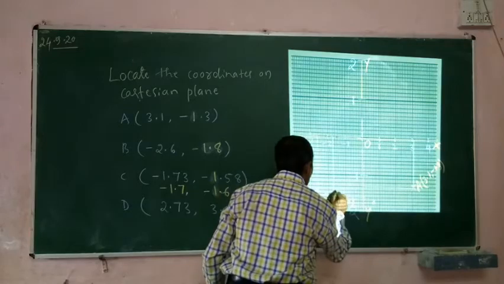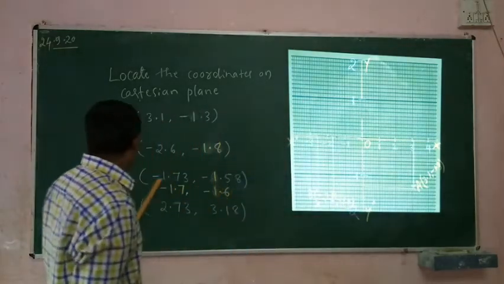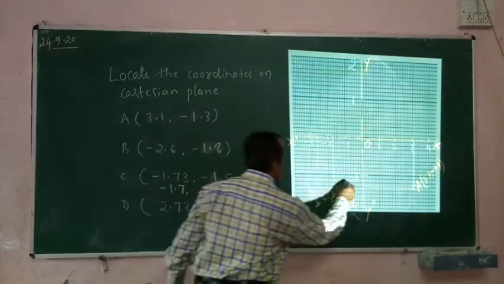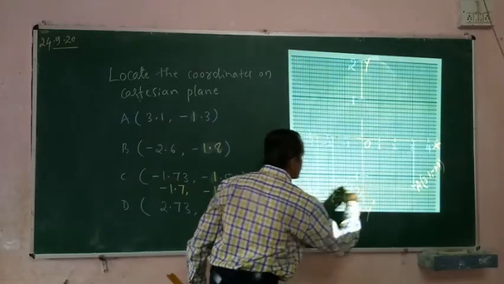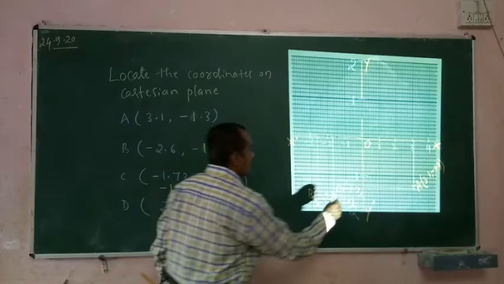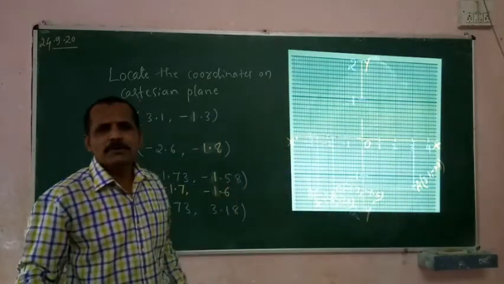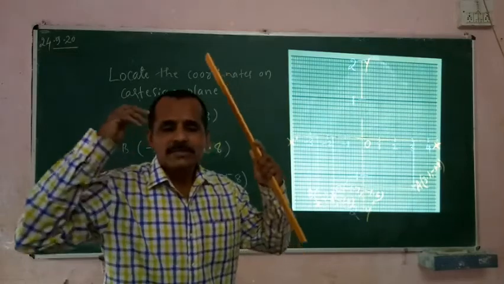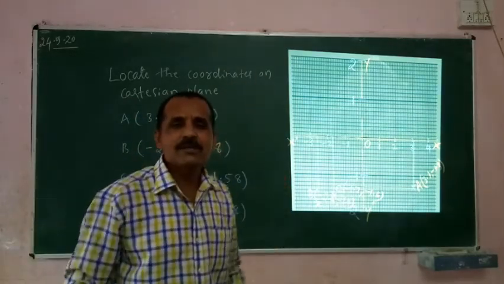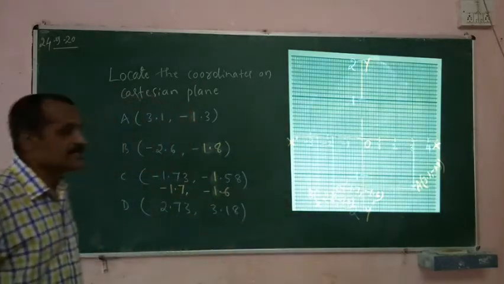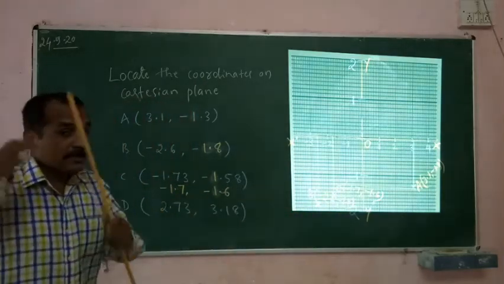That point I can call it as point C. This is point C. The coordinates are -1.7, -1.6. Very clear, very simple. Even though the numbers are integers, if the numbers are decimals, that will not make any difference for us. You can mark it very easily, the coordinates on the Cartesian plane.